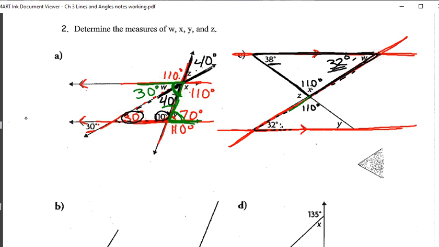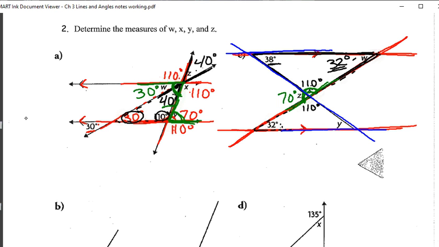Well, Z is on a straight line with the 110, which has to total 180. If this is 110, that last bit has to total 180, so Z is 70 degrees. And how about Y? Y is a couple different things, and that's what's great. You always have a choice. But Y is actually on another transversal.